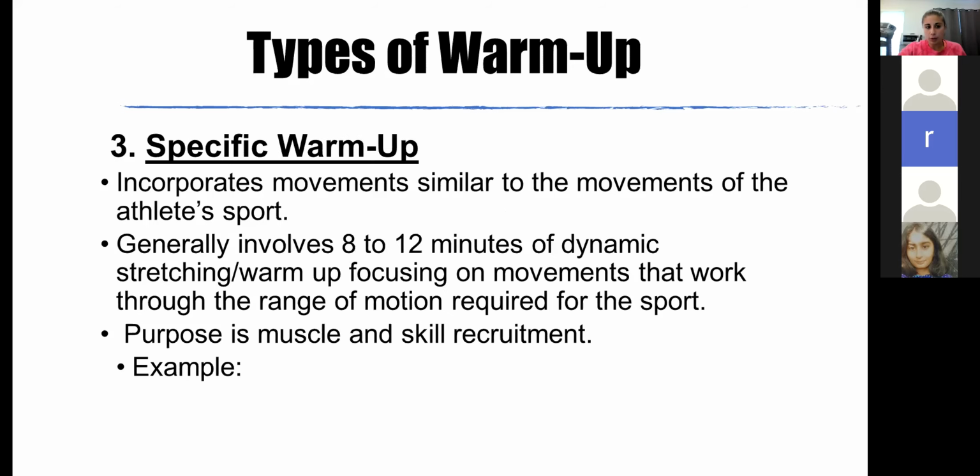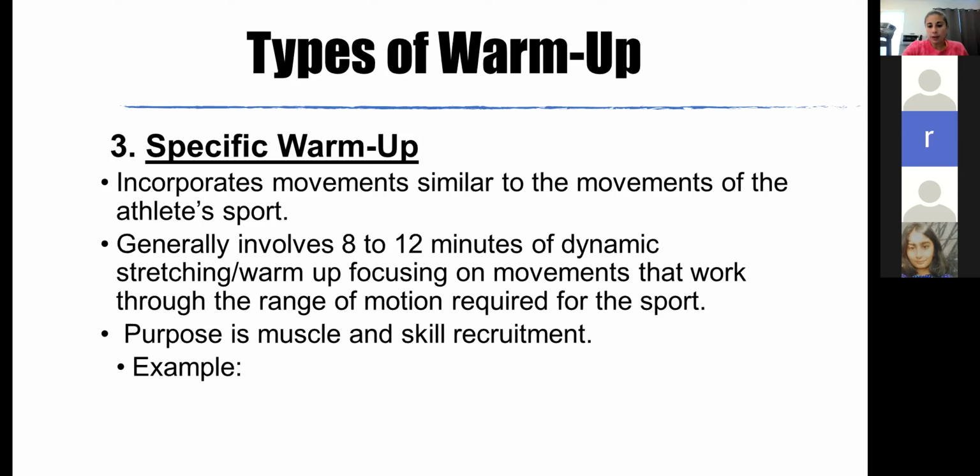Let's move to the next one, which is specific warm-up. So this is where you're going to now incorporate movements similar to the movements of the sport or activity you're going to do. So great example there, George, push-ups before bench press. This is going to be more specific. So you would do, let's say, walking beforehand as part of the general component. And so typically could be anywhere 8 to 12 minutes. If you're over 12 minutes, that's okay. Again, it really depends on your needs and what you're going to do after your warm-up.